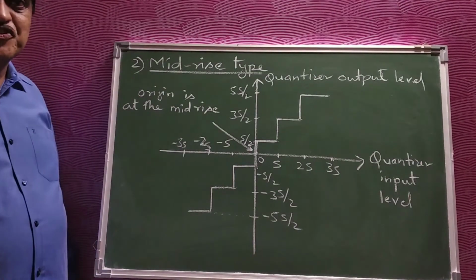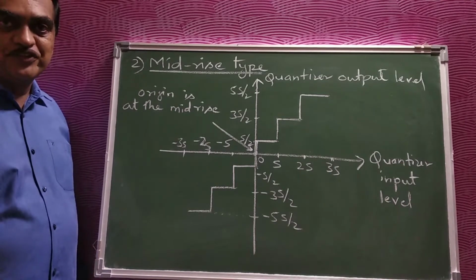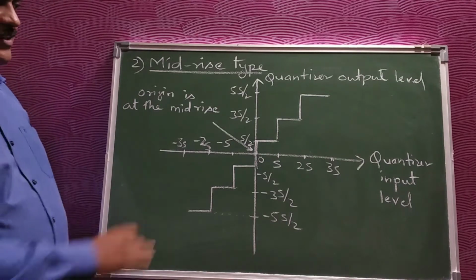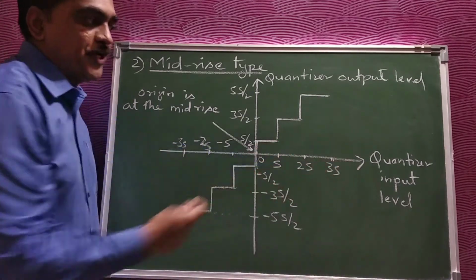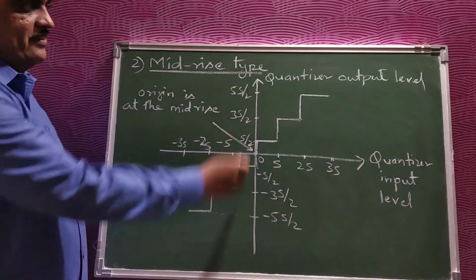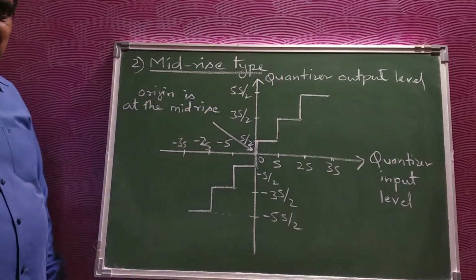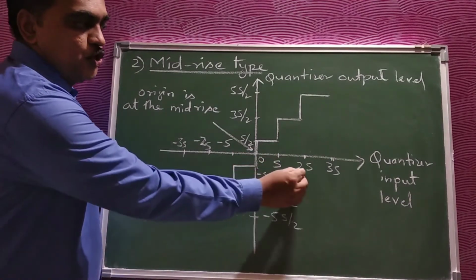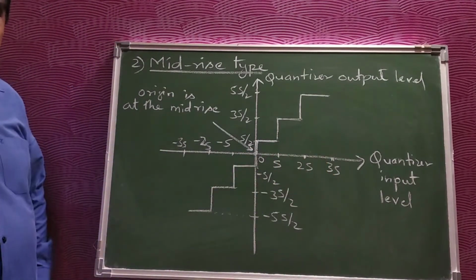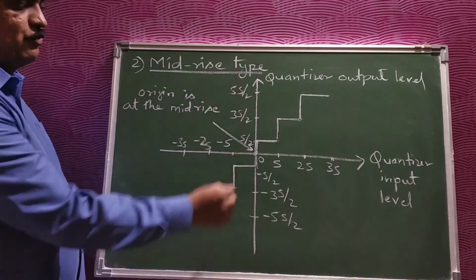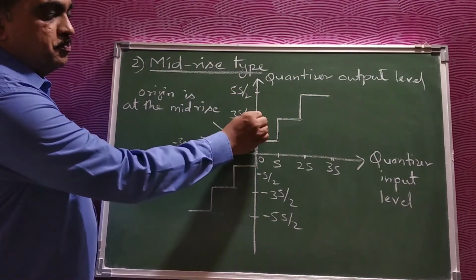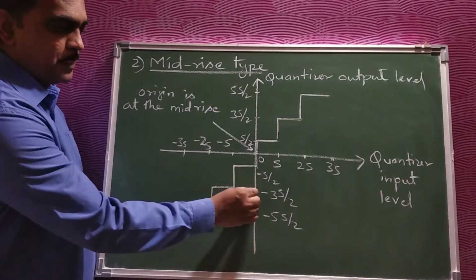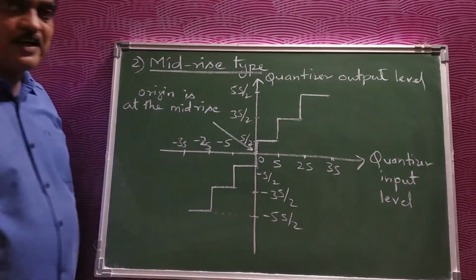Students, now we see the second type of uniform quantization, and that is called mid-rise type. Again, here the x-axis is the quantizer input level and the y-axis is the quantizer output level. We have taken the points on the x-axis as S, 2S, 3S, where S is the step size. And on the y-axis, we have taken S by 2, 3S by 2, 5S by 2, and minus S by 2, minus 3S by 2, and minus 5S by 2.